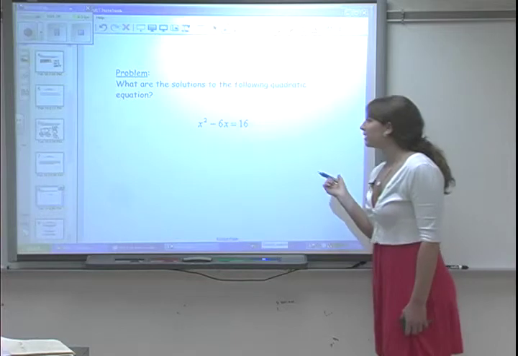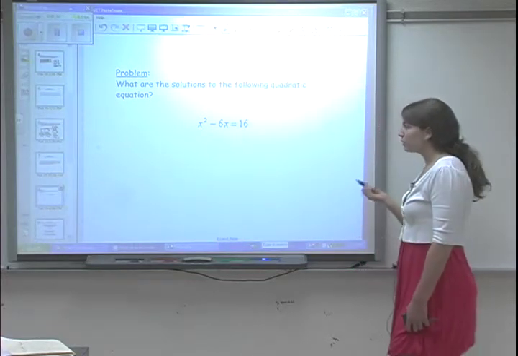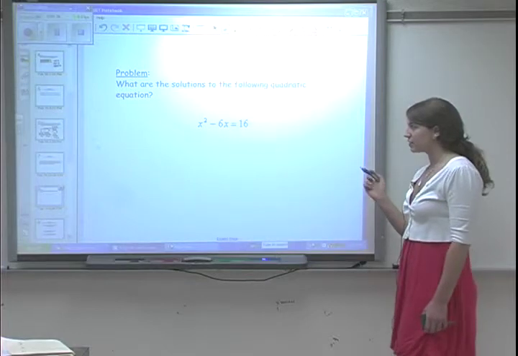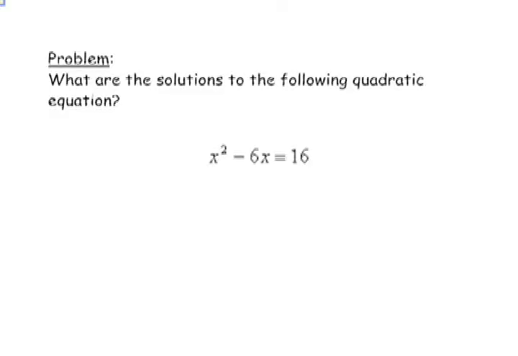Now we're given the problem x squared minus 6x equals 16. First, subtract 16 from both sides, so you get a 0 on your right. And don't forget when you're solving these that if there are any factors that can be factored out, do that. But since there aren't any in this equation, we can go right ahead and factor.